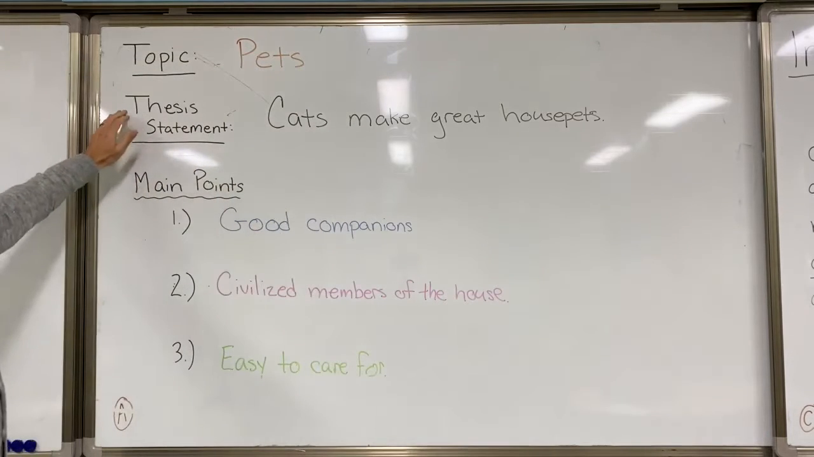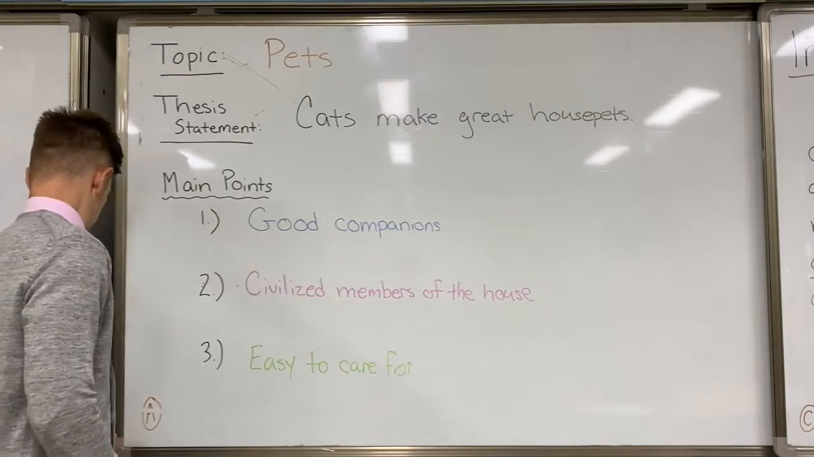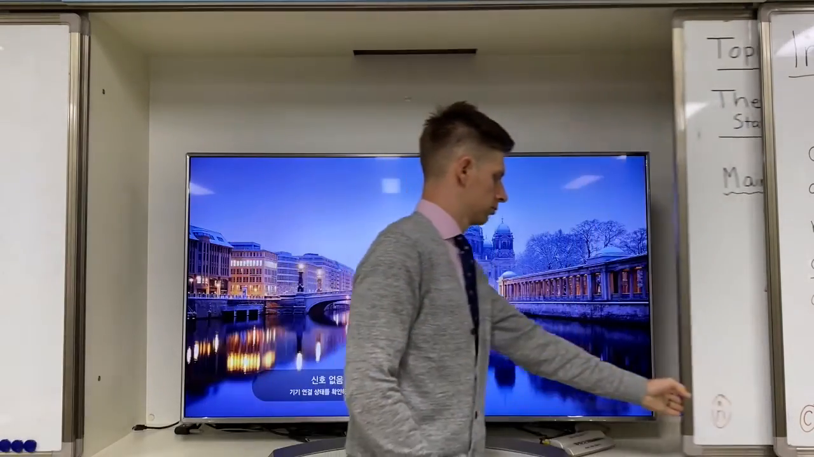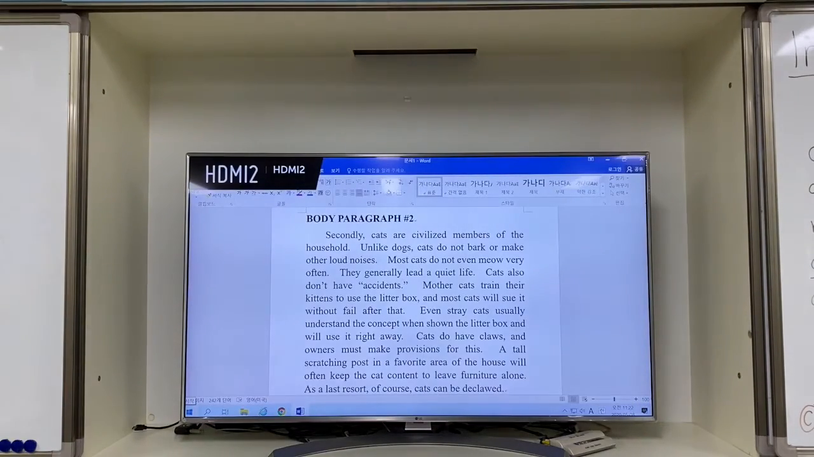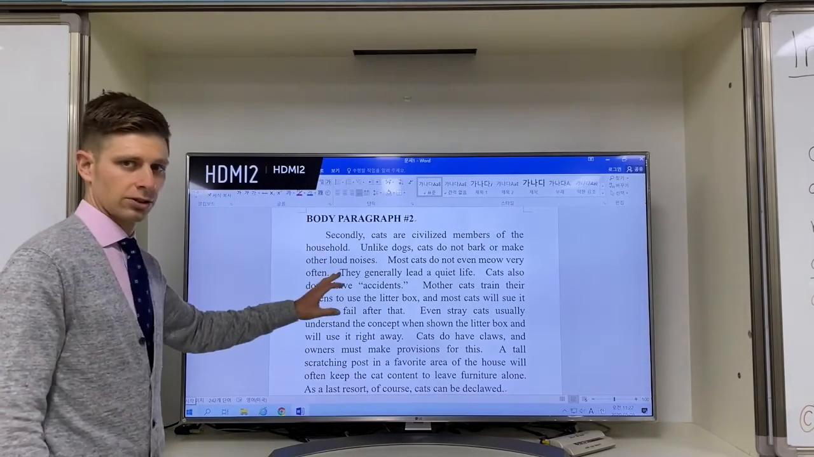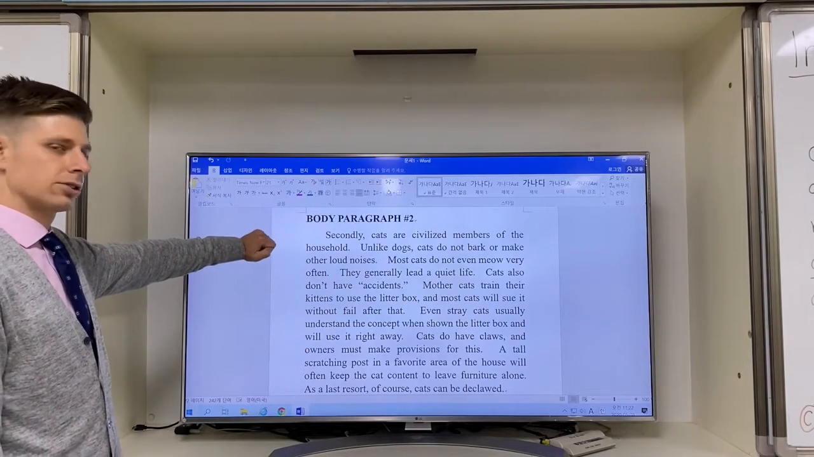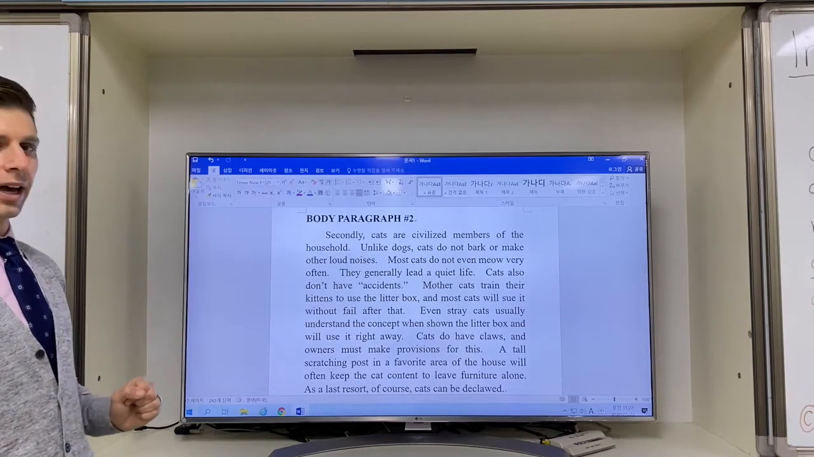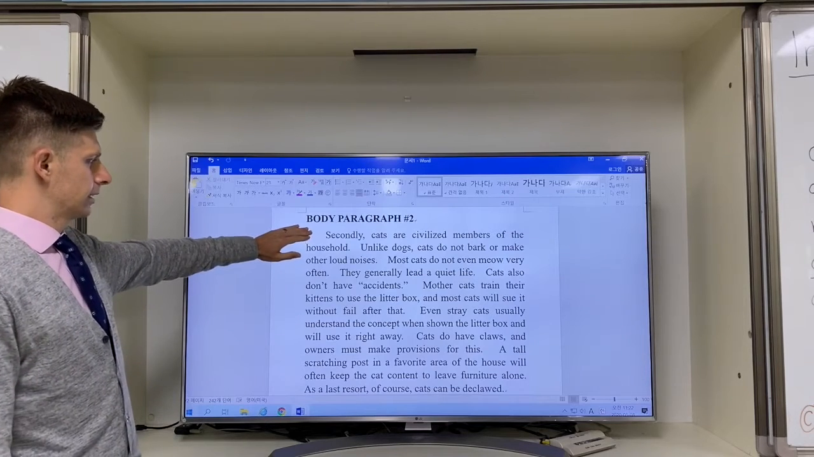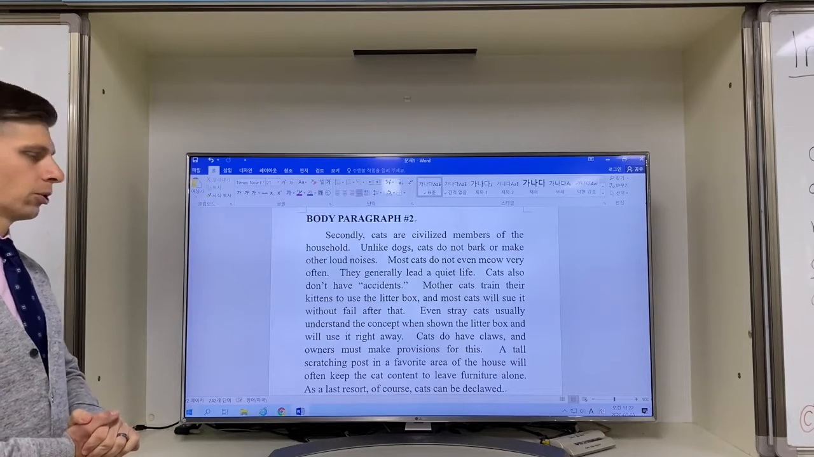So again, we have our thesis statement and our main points. And we're going to be looking at number 2. So I will be posting this along with the video just in case. So body paragraph 2 would look like this. We're supporting the second argument that cats are civilized members of the household, right? So it says, secondly, because we need a transition word, cats are civilized members of the household.